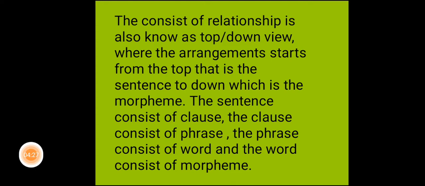So with the top-down view or the consist of relationship, the arrangement starts from the top, that is the sentence, to down, which is the what? The morpheme. And with the top-down view, the arrow points downwards. It starts from the top and then moves to what? The down. The sentence consists of clause. The clause consists of phrase. The phrase consists of word. And then the word consists of what? Morpheme.